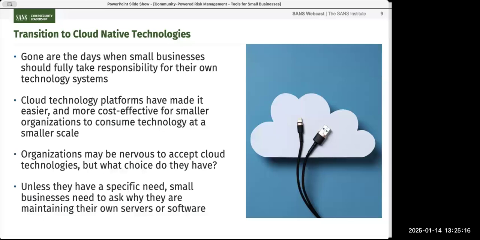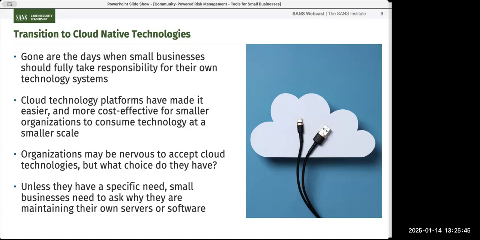But the reality is cloud technologies also enable smaller businesses to take advantage of tools that they may have never had access to on their own. And I'm going to argue that cloud native technologies actually enable smaller businesses to scale these technologies down to fit their needs. So again, something you might want to think about. You might be nervous and maybe you don't want to have a cloud technology in place, but what choice do small businesses have if they want to be able to achieve these goals and have those efficiencies?